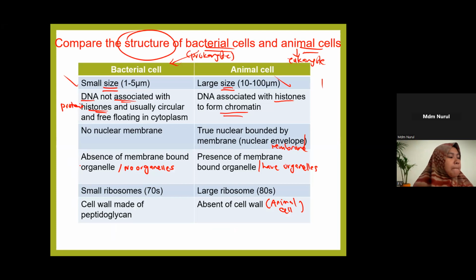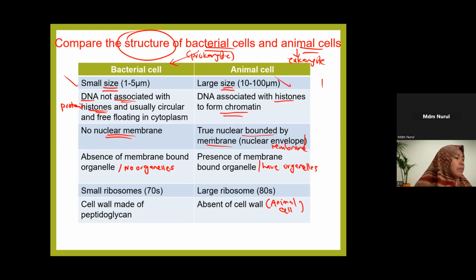Okay, number 3. Bacteria cell or prokaryote do not have nuclear membrane. So that's why the chromosome there is naked, found in the nucleoid region. While for eukaryotic cell, like example animal cell, they have true nucleus bounded by membrane. In other words, they have nuclear membrane ataupun nuclear envelope. Ada pembalut nukleus yang kita panggil nuclear envelope or nuclear membrane.